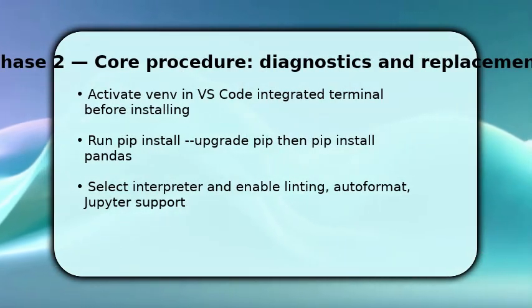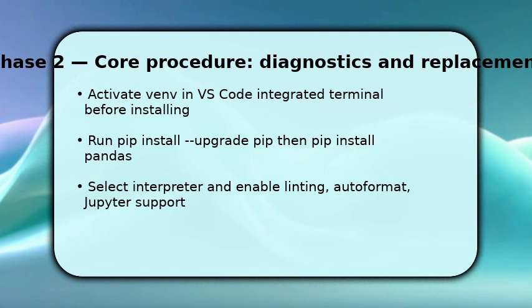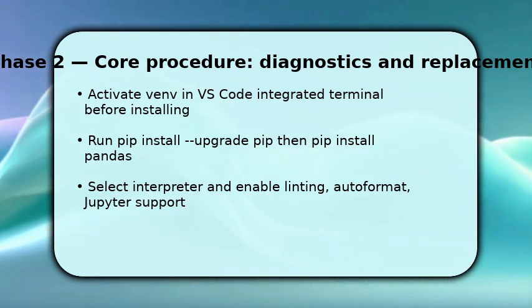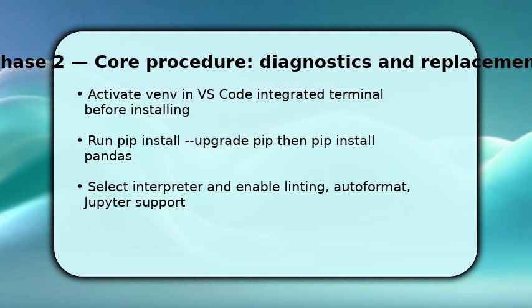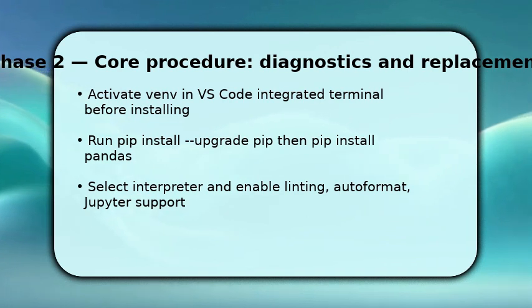Upgrade pip first to avoid installer issues: pip install --upgrade pip. Next, install Pandas with pip install pandas so you get the library and its dependencies. Once installed, tell VS Code to use the venv interpreter. Use the command palette and select Python: Select Interpreter so imports resolve correctly.